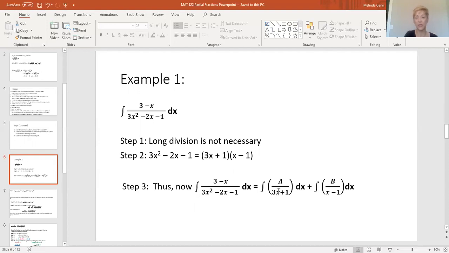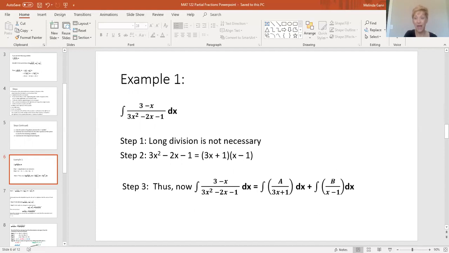So it tells you to put a single capital letter over both of those linear factors. Okay, so I'm going to break this one integrand into the sum of these two integrands. Now the rest of the work is to really try to figure out what A equals and what B equals.